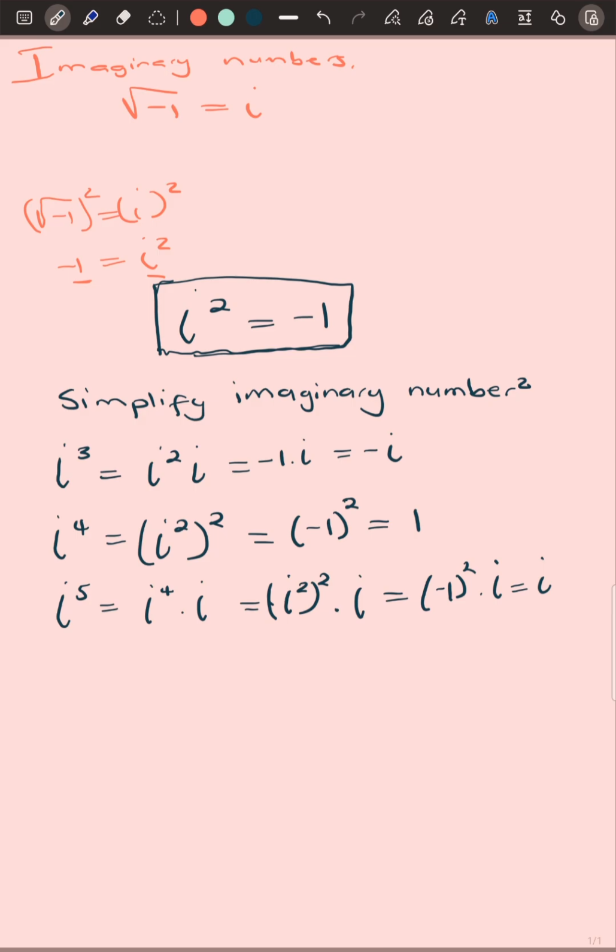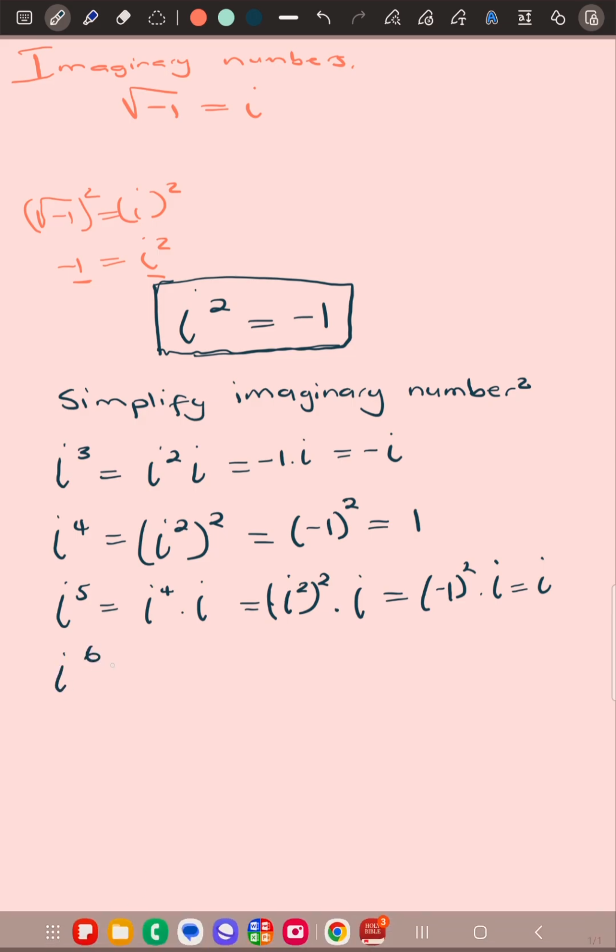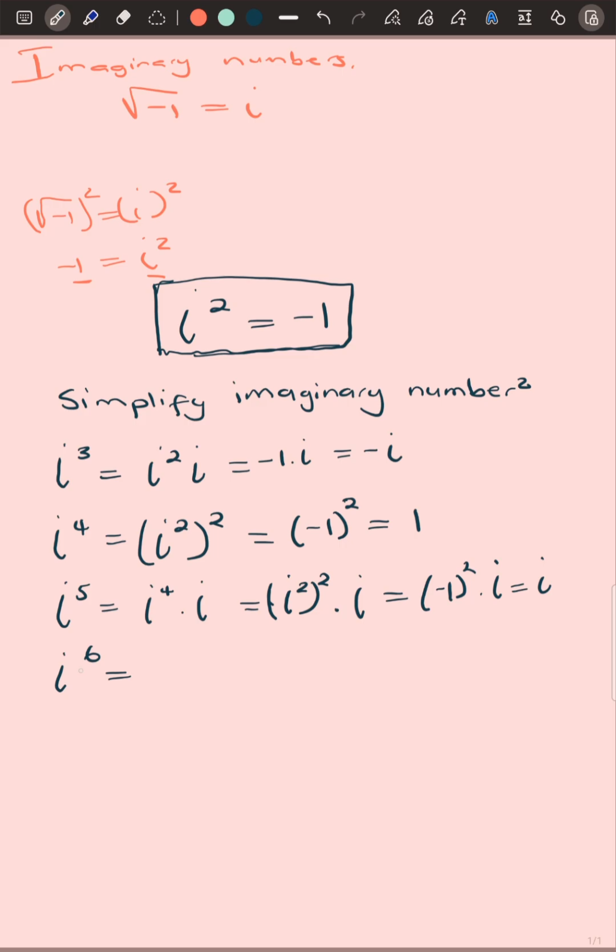Right, let's do 2 more in the same sequence. i exponent 6. I want i squared. So i exponent 6 is actually 3 i squareds. I'm going to have i squared to the power of 3. That will be i squared is negative 1, then power 3, that will give me negative 1.